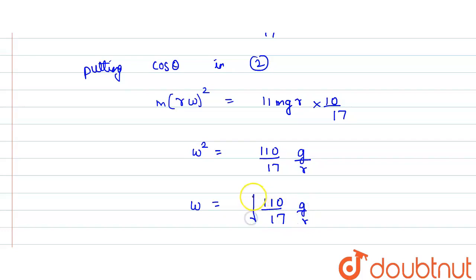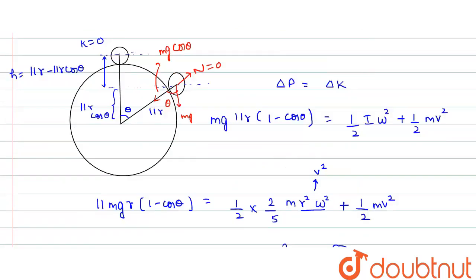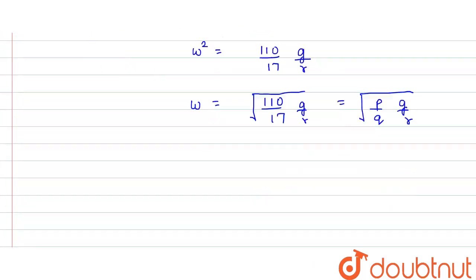Now if we compare this with the given expression as p divided by q, g divided by r, let us just check, it is p divided by q, g divided by r, correct? So our p value would correspond to 110 and q value would correspond to 17. Then the sum of p plus q would turn out to be 127. So if we add this 110 plus 17, it would turn out to be 127. This is what value we need to find.